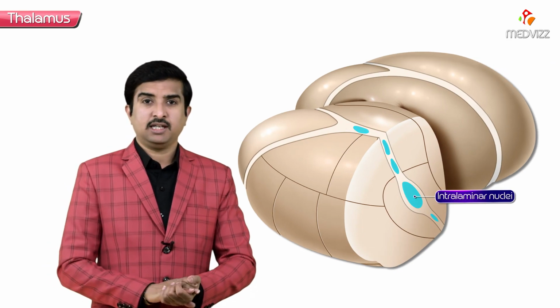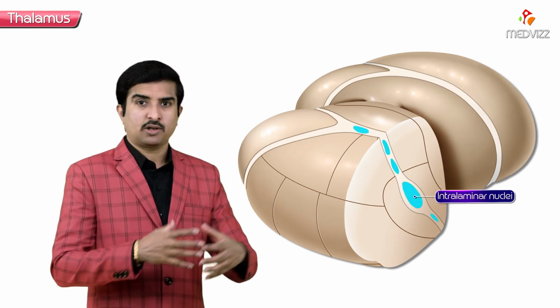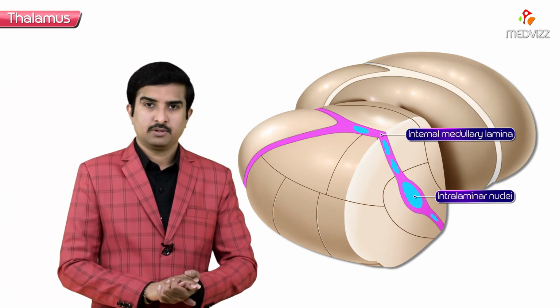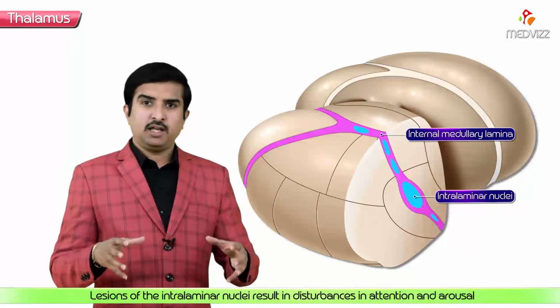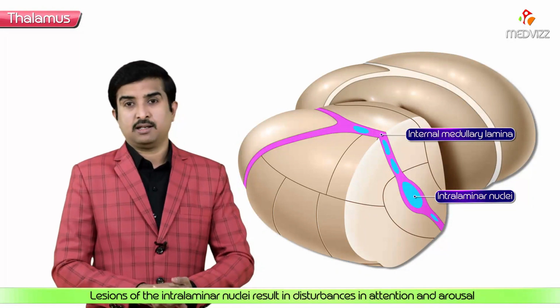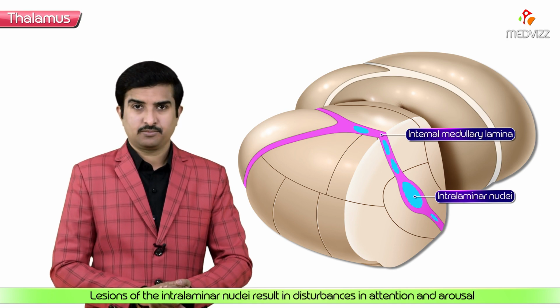And the last is the intralaminar nuclei, which are enclosed within the internal medullary lamina. The lesions of the intralaminar nuclei result in disturbances in attention and arousal.